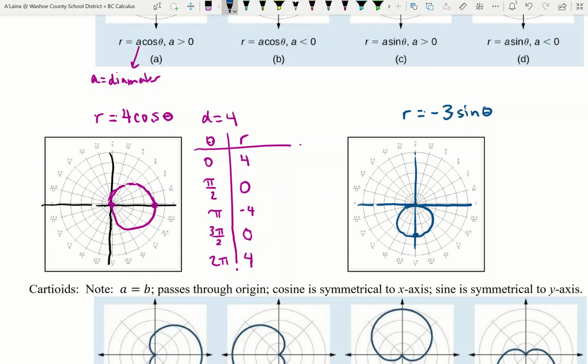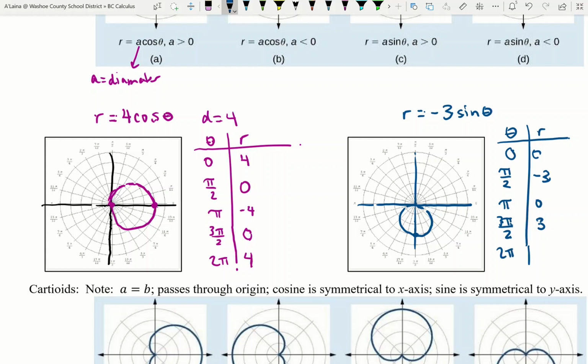Not a better circle. I was hoping it'd be a better circle, but a little bit of a fail. And looking at this one, if you did need to, you could go back and plot some numbers. The sine of 0 is 0. The sine of pi over 2 is 1, and so times negative 3. Sine of pi is 0. Sine of 3 pi over 2 is negative 1, times negative 3 would now make this a positive 3. And then sine of 2 pi is 0.